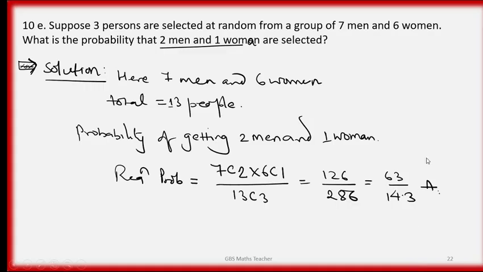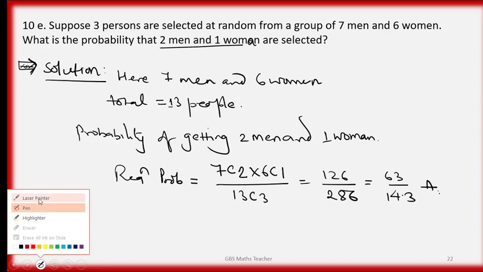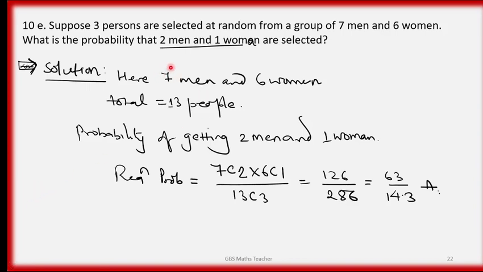Now we have to discuss question number 10A. These questions I have already made the solution, and I will make you clear. First of all, let me highlight the question. Suppose 3 persons are selected at random from a group of 7 men and 6 women. What is the probability that 2 men and 1 woman are selected?